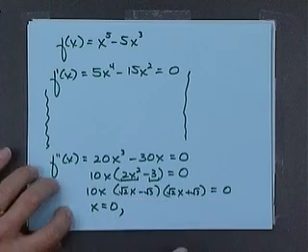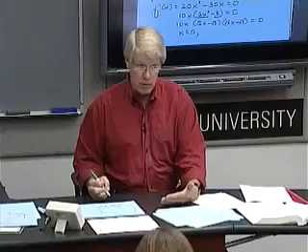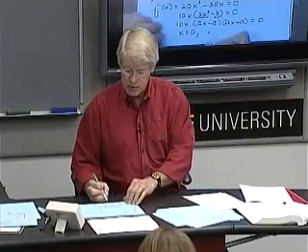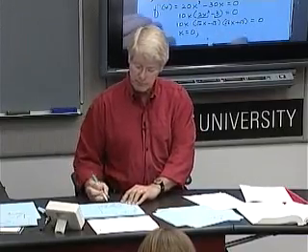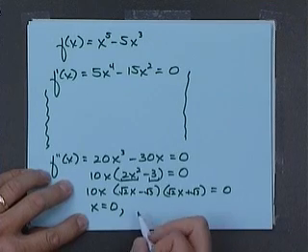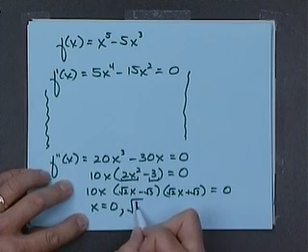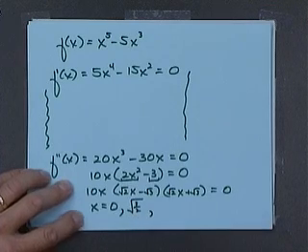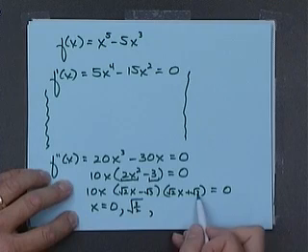X is equal to 0. That's kicking out a possible point of inflection. How about this first one? Square root of 3 over square root of 2, right? Which is square root of 3 over 2. And the negative of that?